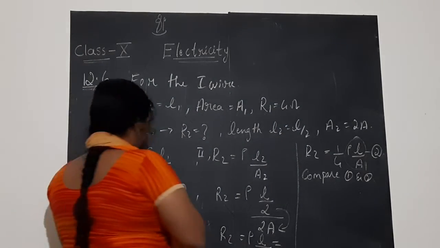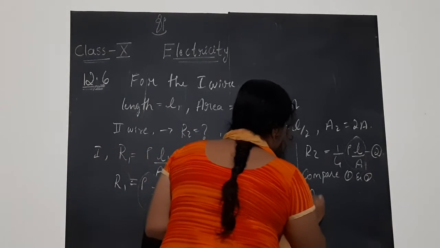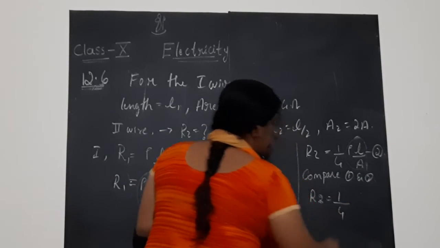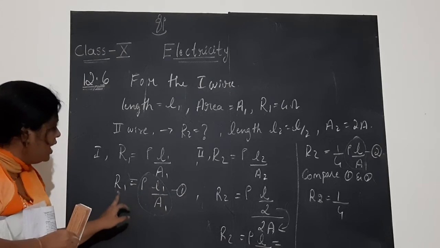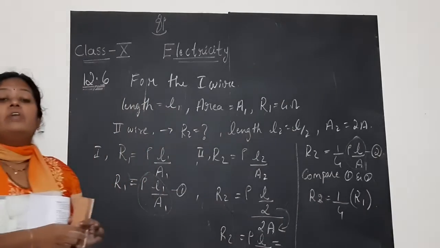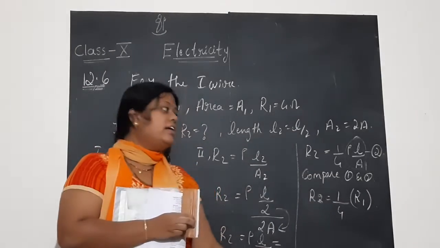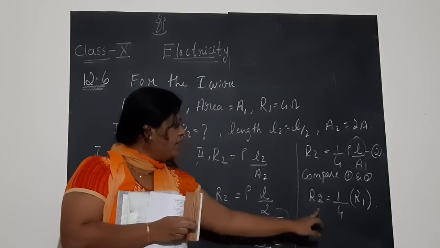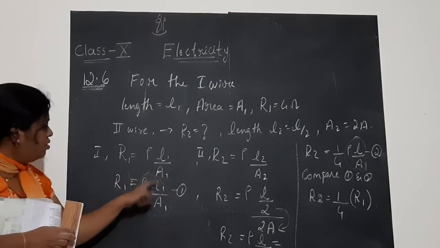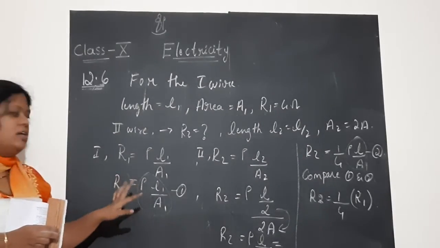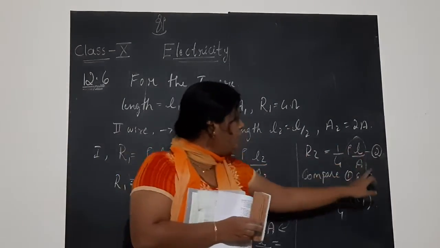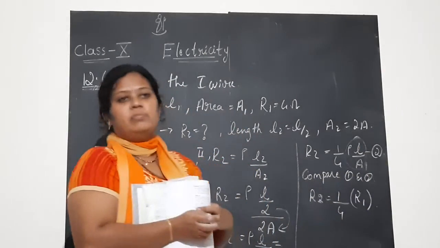So, when we equate it, what do we get? R2 is equal to 1 by 4, we are writing as it is. In place of rho into L by A, I will substitute R1. Why am I writing R2 as 1 by 4 times R1? In equation 2, R2 is 1 by 4 times rho into L by A. Don't worry about the subscripts, it's okay, same material, no? So, in place of rho into L by A, it is equal to R1. This rho into L by A can be replaced by R1 from equation 1.